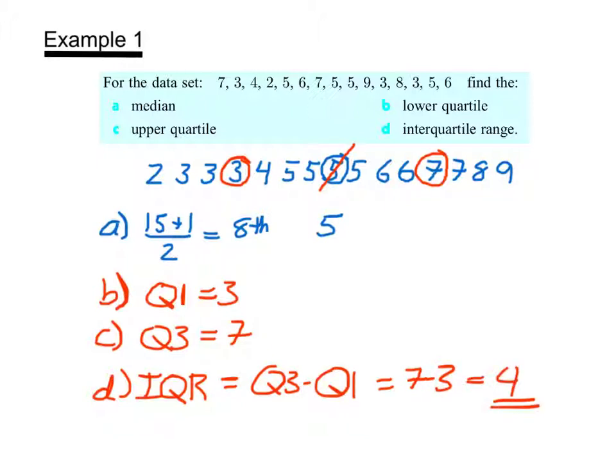I know the question didn't ask for this, but to be thorough, let's find the range of the data, which remember is the maximum minus the minimum. Again, since we've ordered the data, I know the max and the min. I find the difference, and the range of this data is 7.